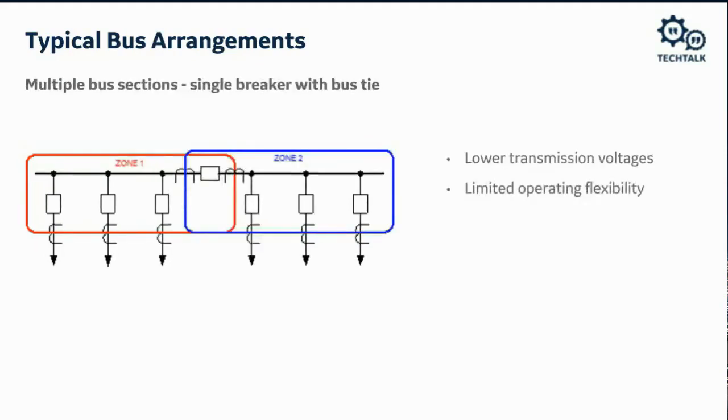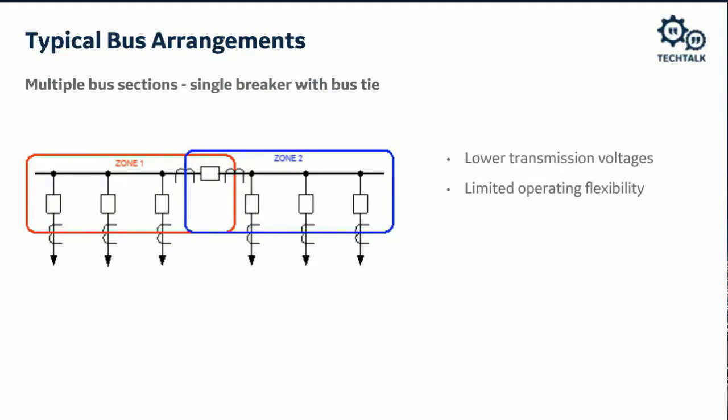Building on the single bus design, we have a multiple bus section design, or single breaker with bus tie design, which we see a lot in industrial applications and industrial sites, commonly referred to as main-tie-main schemes. These are, again, at some of the lower voltages. It offers limited operational flexibility, so the zone 1 loads and zone 2 loads will each pick up 50% of our load. And the source might be a dual source on zone 1 and a source on zone 2.